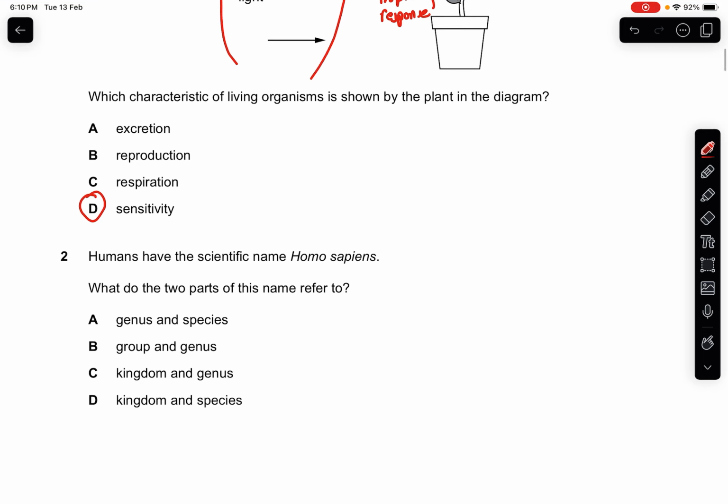Question 2. Humans have the scientific name Homo sapiens. What do the two parts of this name refer to? This is always the genus, this is the species. So the answer is A.